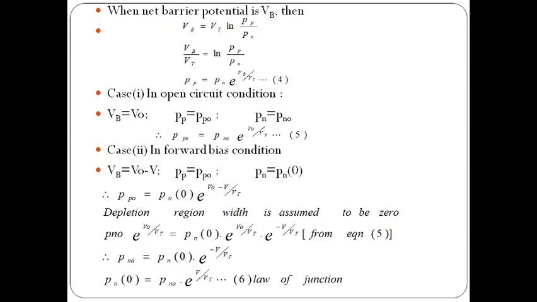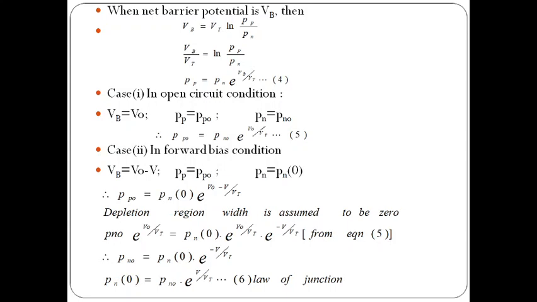From that we can write Pn naught equals Pn of 0 into e power minus V by Vt. From that we can write Pn of 0 equals Pn naught into e power V by Vt. This is equation number 6, and this equation is called the law of the junction.